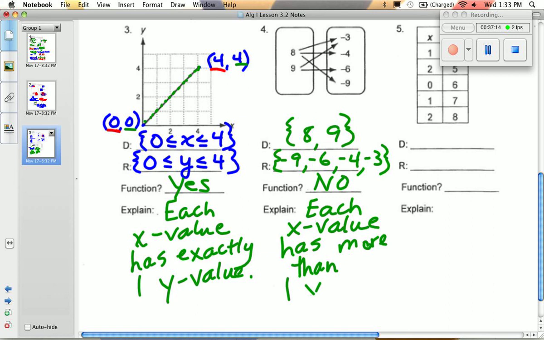More than one y value. When x is 8, it has 2 y values. Actually it has 3 y values, doesn't it? And when x is 9, it has 2 y values. Okay.